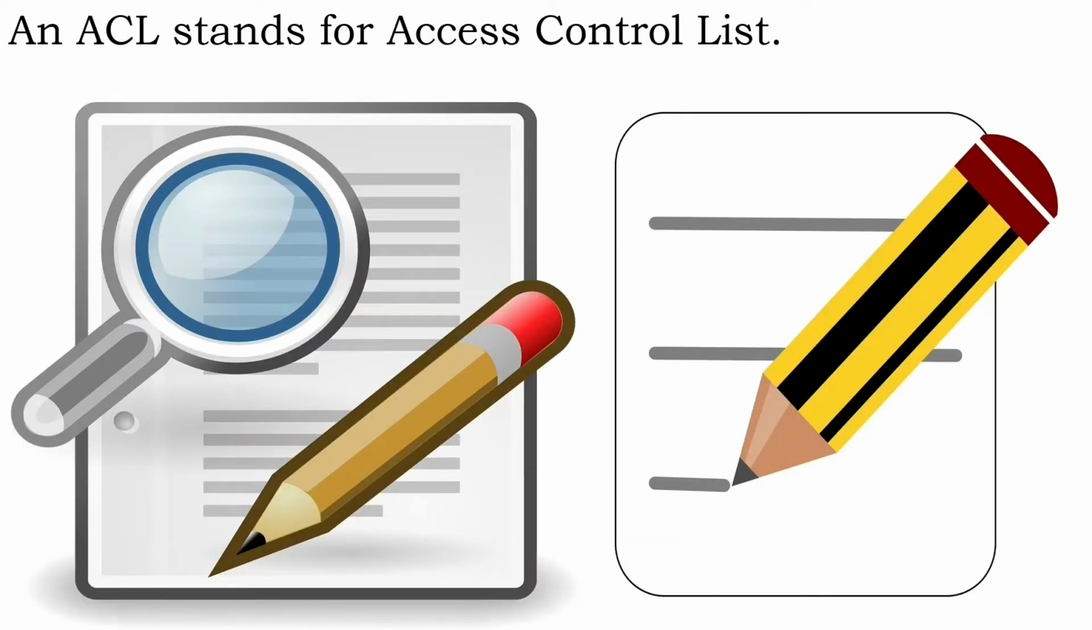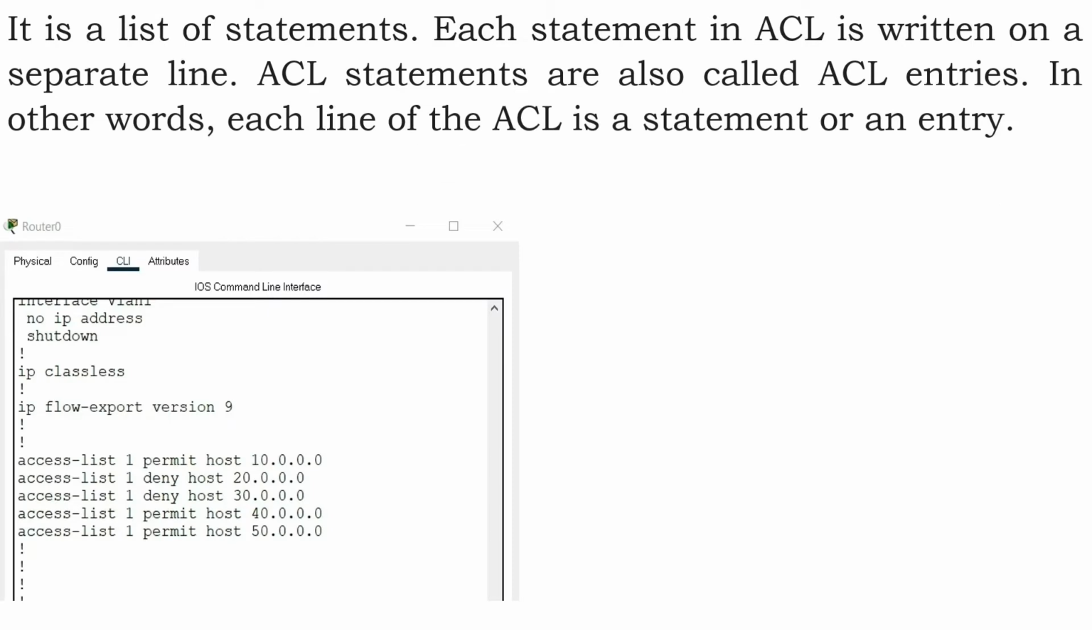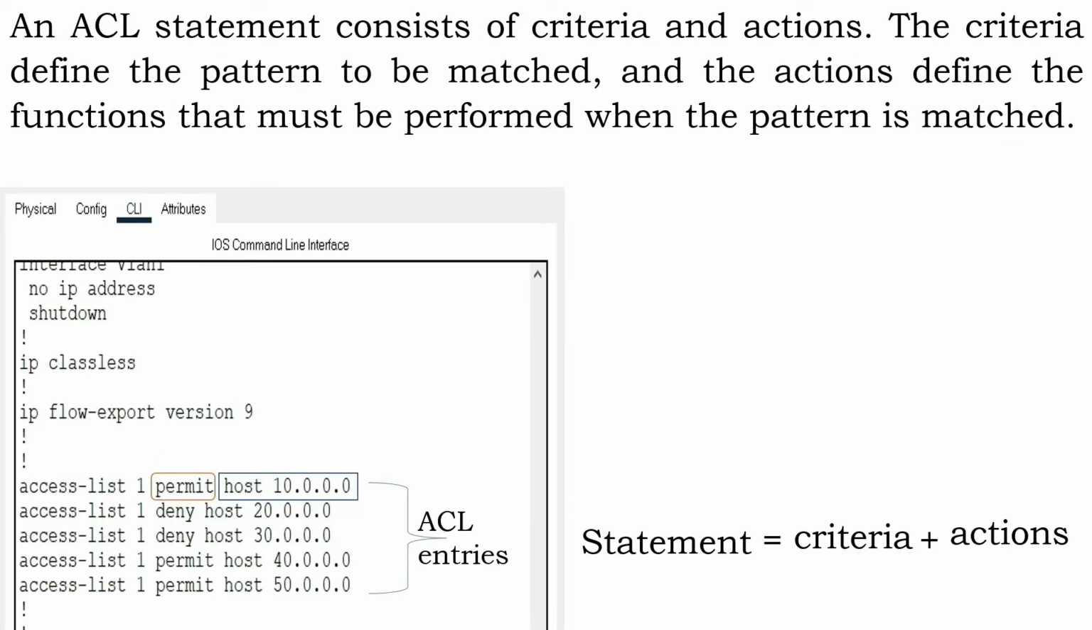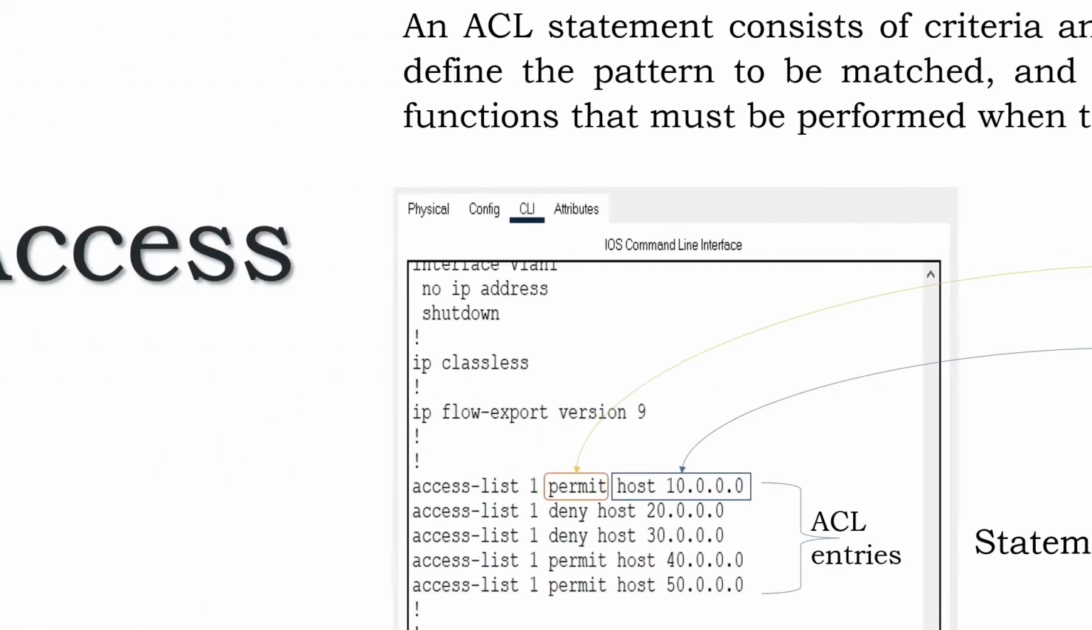An ACL stands for Access Control List. It is a list of statements. Each statement in an ACL is written on a separate line. ACL statements are also called ACL entries. In other words, each line of the ACL is a statement or an entry. An ACL statement consists of criteria and actions. The criteria define the pattern to be matched and the actions define the functions that must be performed when the pattern is matched.